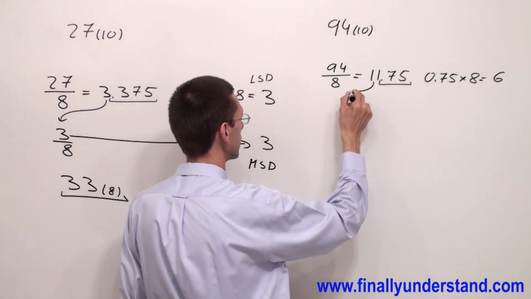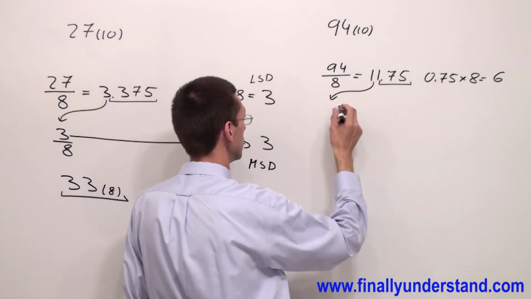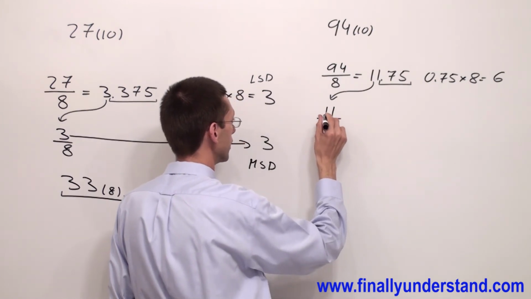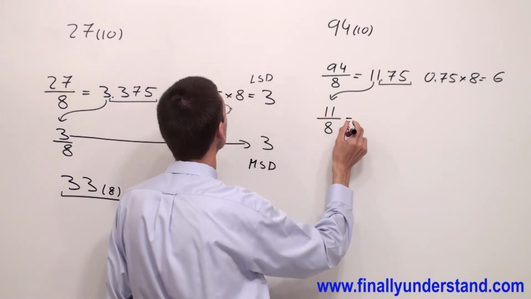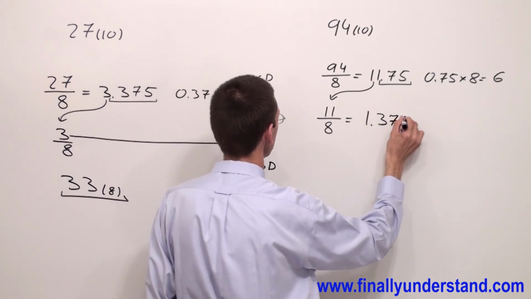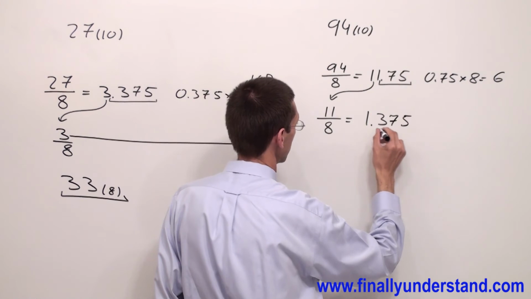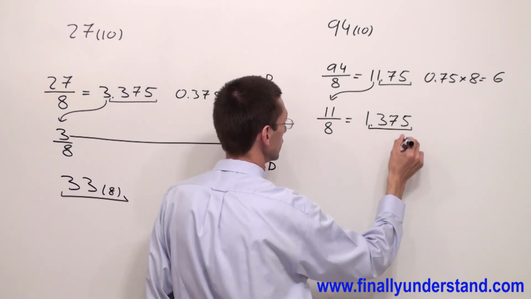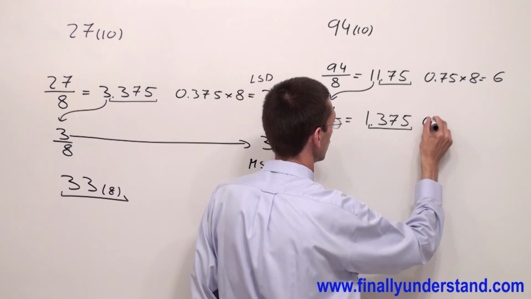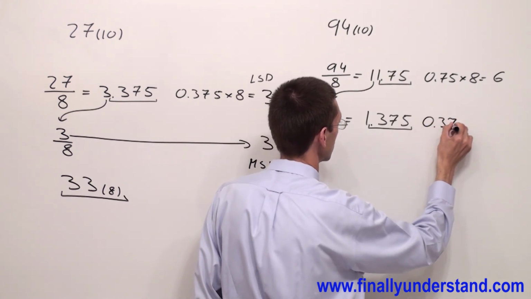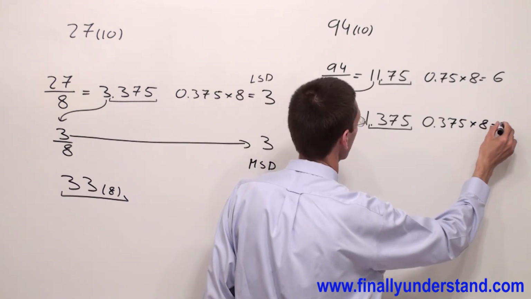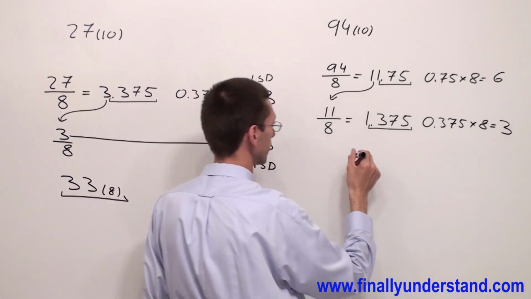Take the whole part and again divide by 8. 11 divided by 8 is equal to 1.375. Again, take the decimal part of this number and multiply by 8. So 0.375 times 8 is equal to 3.